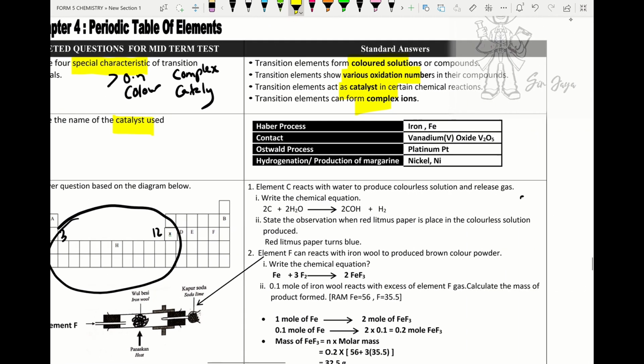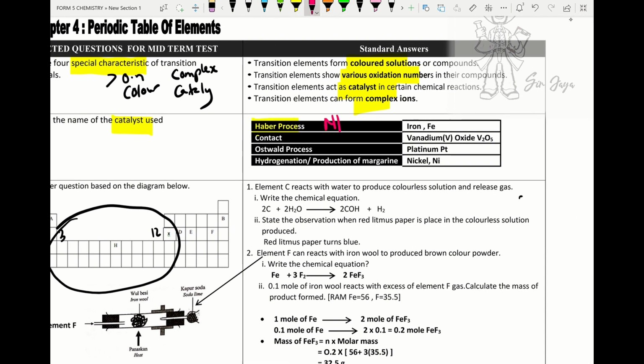Name the catalyst used. Haber process is a production of ammonia. Ammonia solution is used to make fertilizer. The name of the catalyst will be iron. Contact process is a production of sulfuric acid, used to make fertilizer, paint, all that. Here the name of the catalyst will be vanadium(V) oxide. Ostwald process is a production of nitric acid. The name of the catalyst will be platinum. And hydrogenation or production of margarine, the name of the catalyst will be nickel.